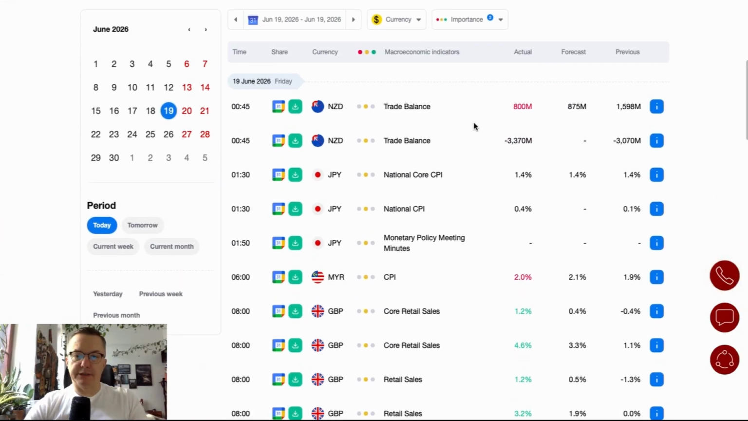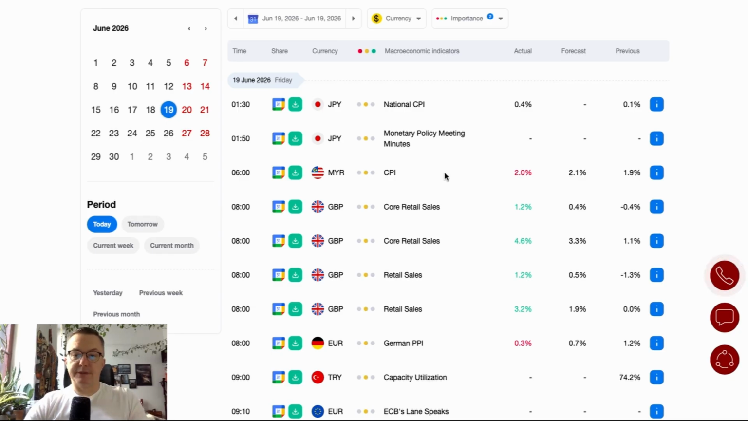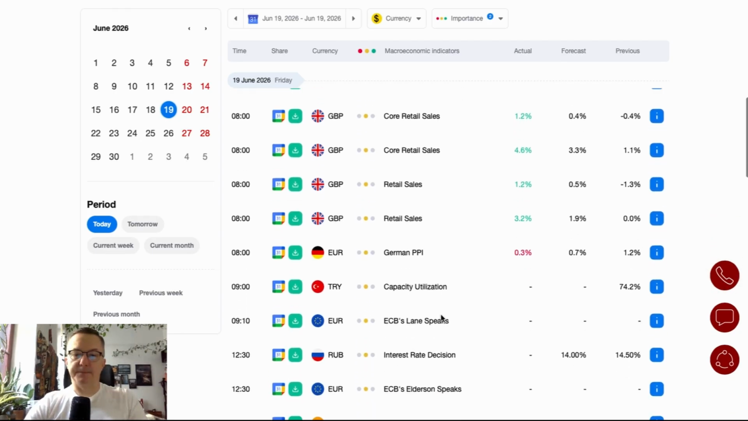No high important data release, but we have trade balance data from New Zealand, down from 1.598 million to 800 million. National CPI in Japan in line with expectations, 1.4% on yearly basis, and on monthly basis is up from 0.1 to 0.4. We got the monetary policy meeting minutes. We'll definitely take a look at the US dollar versus the Japanese yen today.